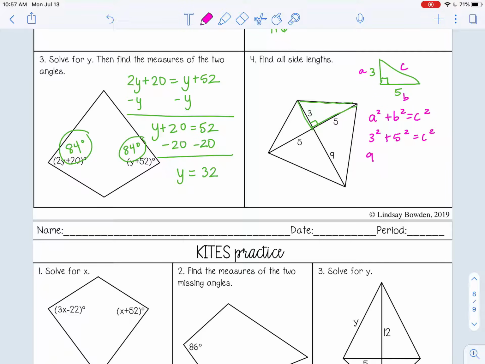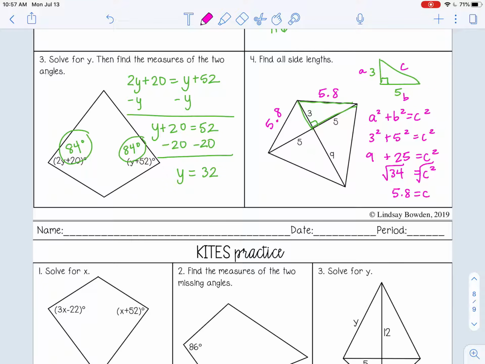So let's say 3 squared is 9. 5 squared is 25. And I can add those together. 34. And then my last step, I need to take the square root of both sides, which gives me about 5.8. So this side is 5.8, and then this side will also be 5.8 because remember, in a kite, the top two sides are congruent and then the bottom two sides are congruent.